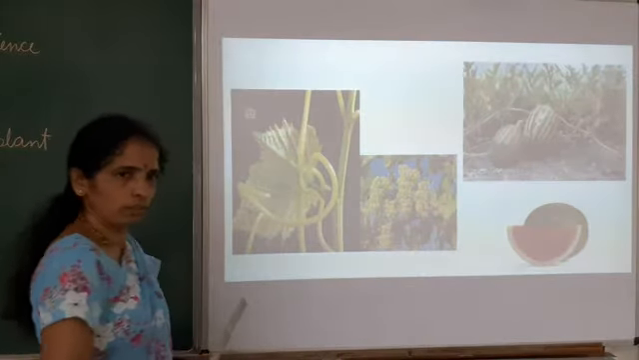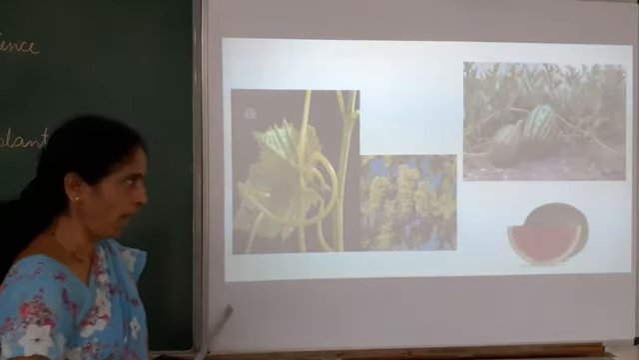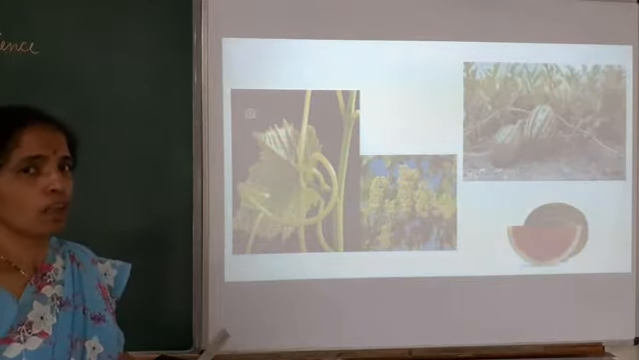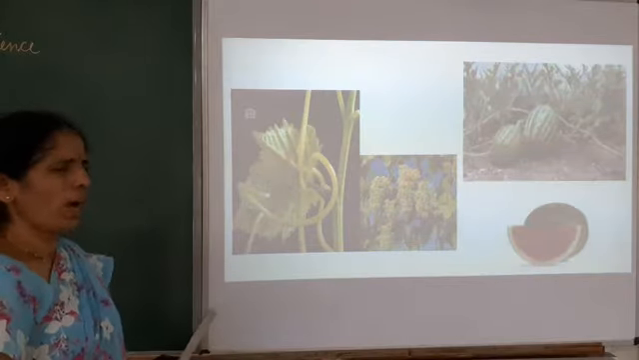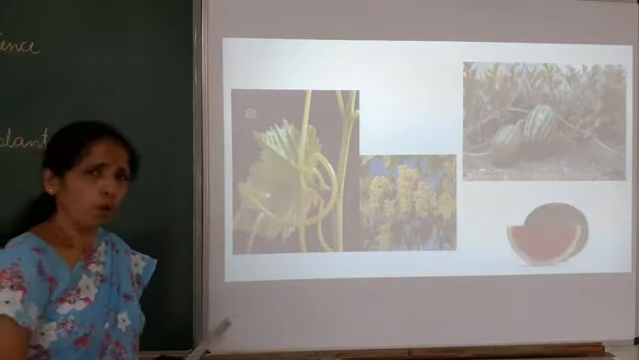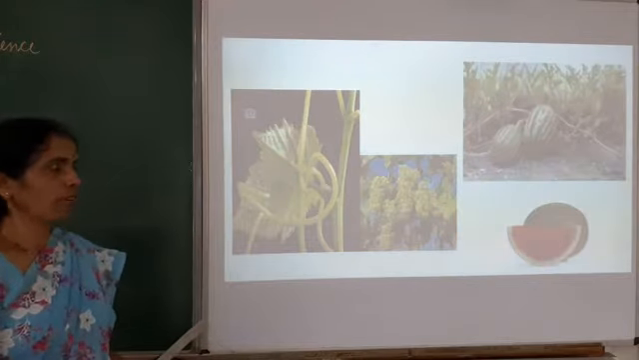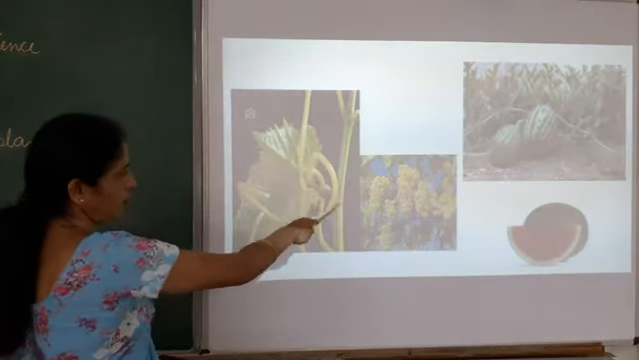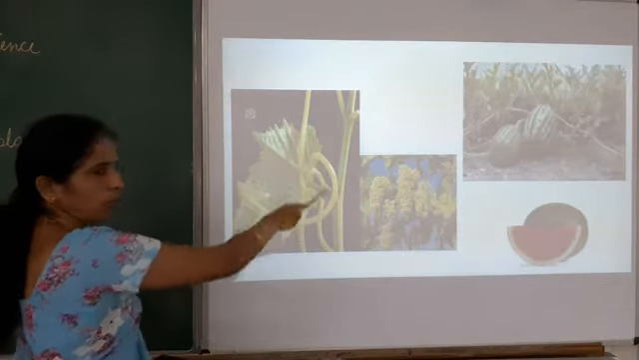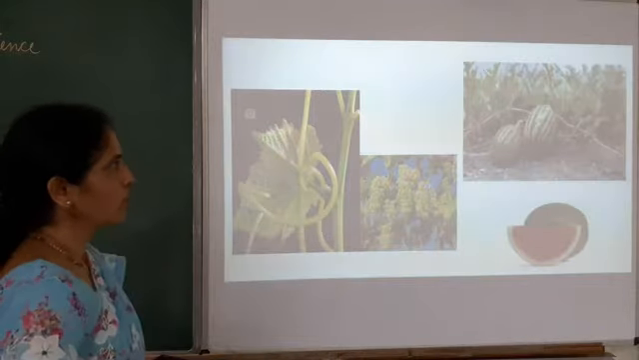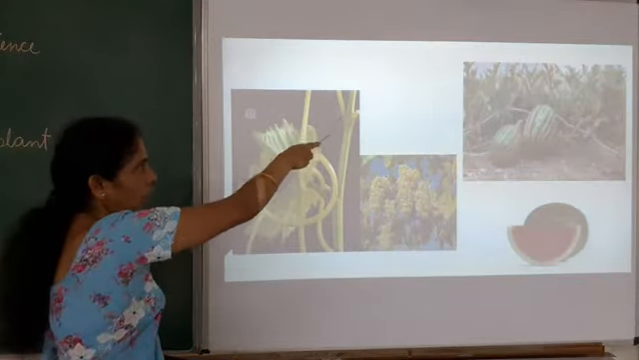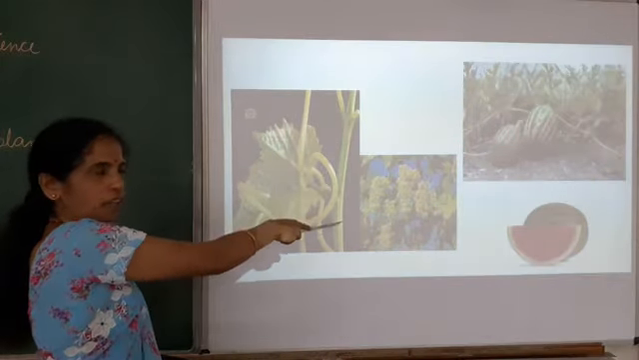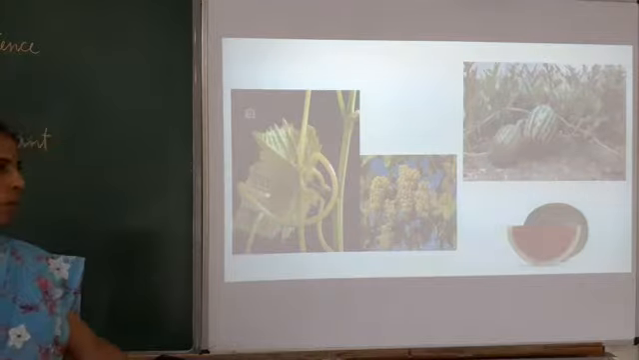Name this plant, children. Yes, grapevine. So how does it grow? It needs a support to grow. Why does it need support to grow? Have you ever thought about it? Children, see. This is the stem of grapevine. Correct? So how does it look? It is weak. That's why it needs support.